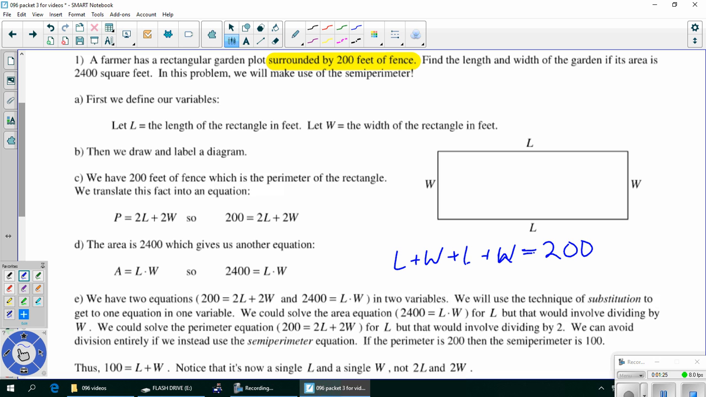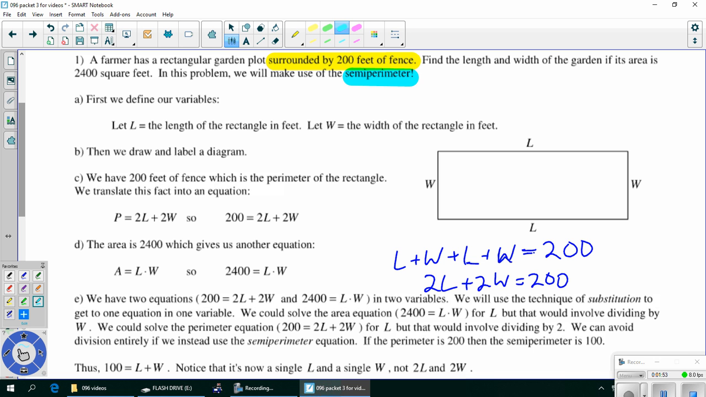And we can combine terms here. That's really 2L plus 2W equals 200. And you might have already thought of the perimeter of this rectangle, and that's cool because 2L plus 2W is exactly the perimeter. So for sure, using the perimeter equal to 200 is a good technique here. It turns out that equation is fine in its current form, but it's much easier to make use of something called the semi-perimeter. And semi oftentimes means half.